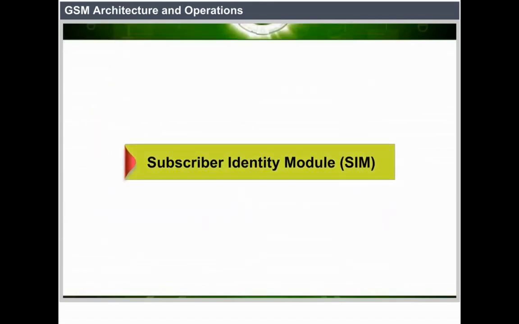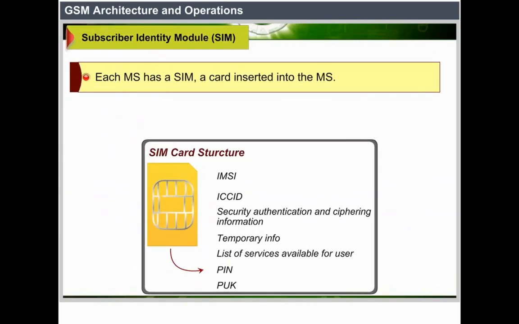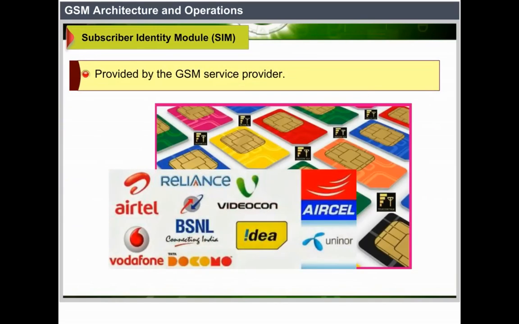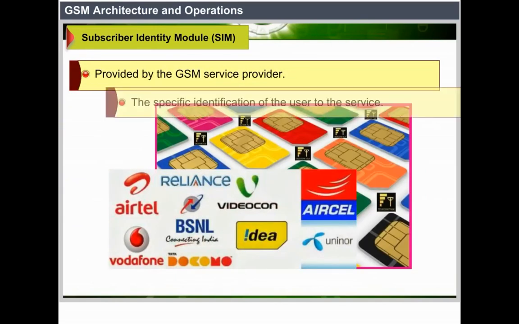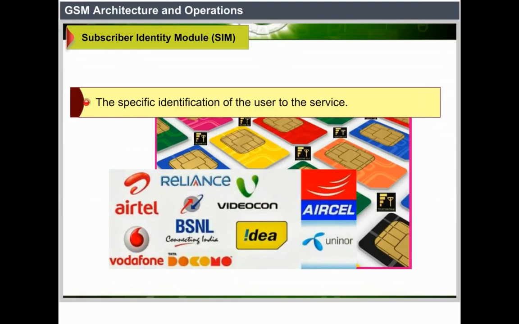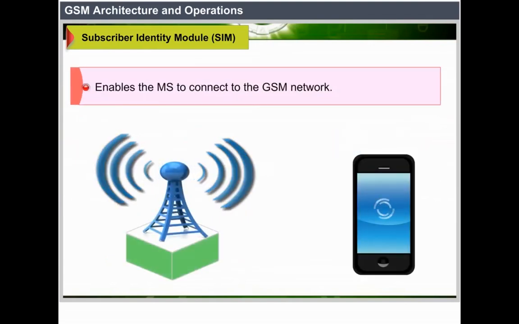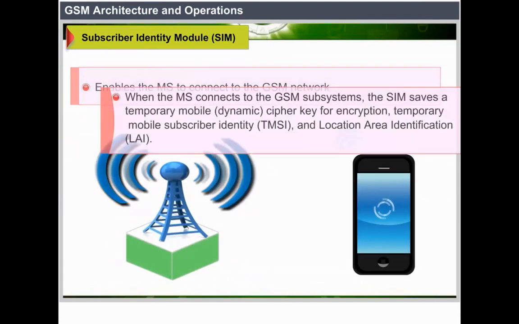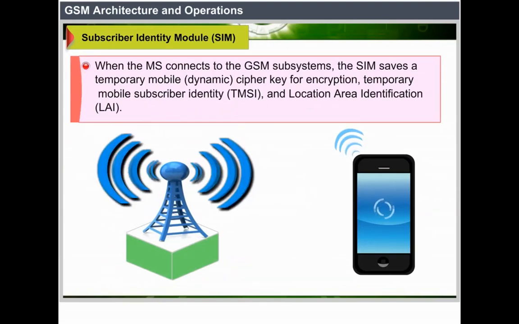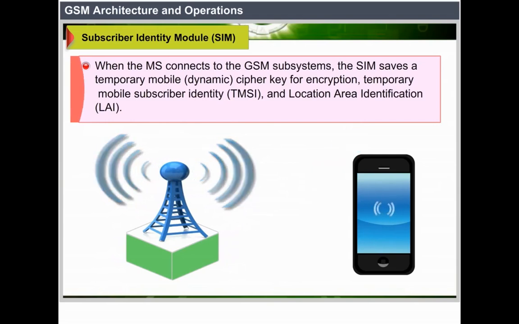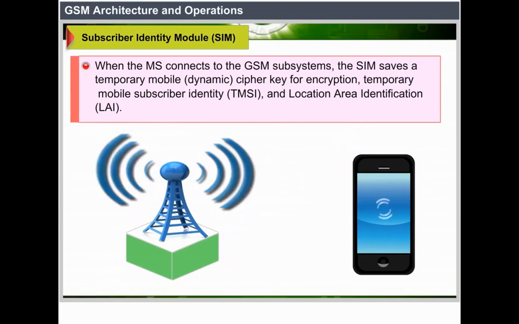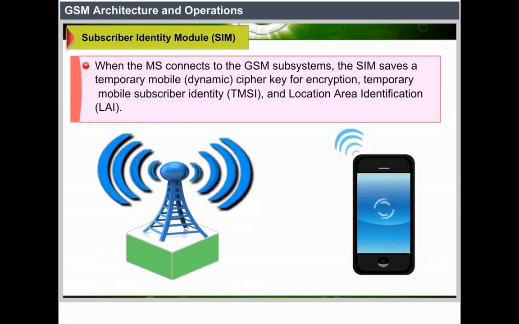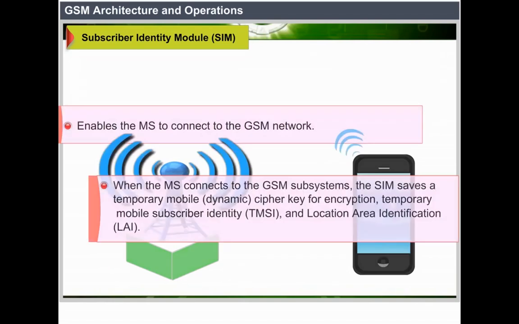Subscriber Identity Module (SIM). Each MS has a SIM, a card inserted into the MS, provided by the GSM service provider. It uniquely identifies the user to the service and enables the MS to connect to the GSM network. When the MS connects to the GSM subsystems, the SIM saves a temporary mobile dynamic cipher key for encryption, the temporary mobile subscriber identity (TMSI) and the location area identification (LAI).